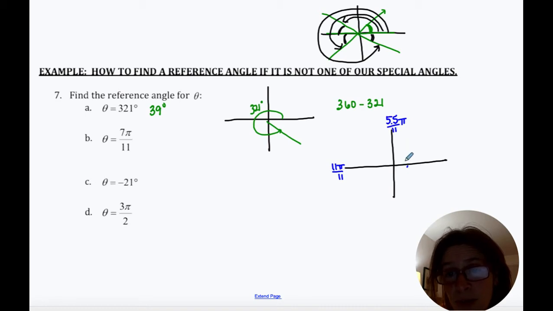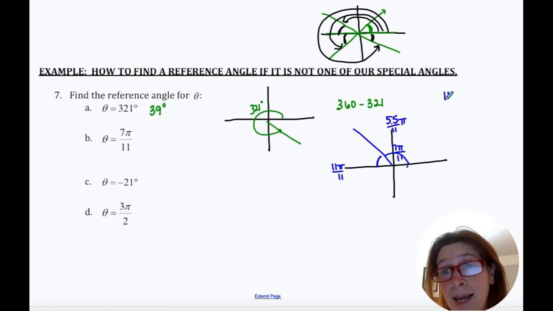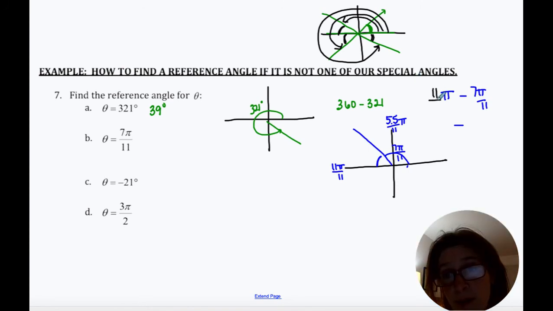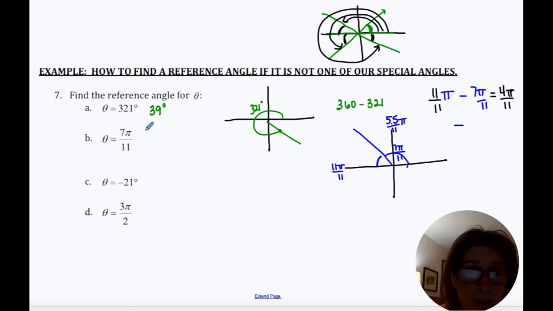So I'm going to do my angle. So it's like that. So how do I find this angle? Well, I would do pi minus 7 pi over 11. Okay, I'd need a common denominator, so that'd be 11 pi over 11, and 11 minus 7 is 4 pi over 11. So that would be my reference angle.